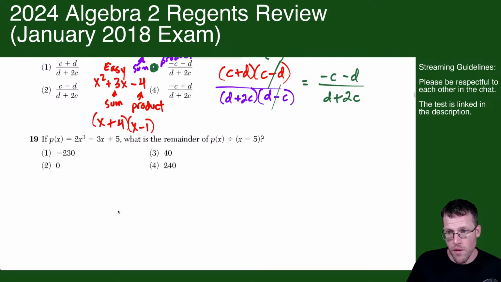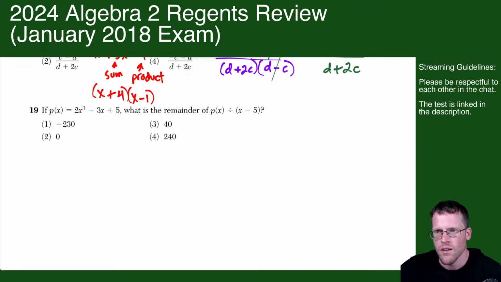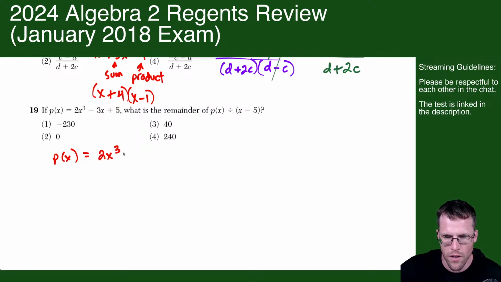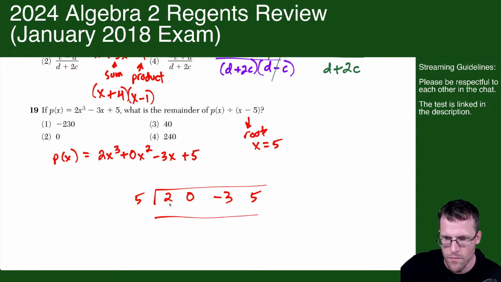All right, so this one, what is the remainder of this? Maybe I'll use synthetic division. So this one, just think P of x here is equal to 2x to the third plus 0x squared minus 3x plus 5. So when I do synthetic division, I have 2x to the third, 0x squared, minus 3x, plus 5. And now I need the root. Like, what is the root of this? It would be x equals 5. This goes on the outside. And then we start the process.